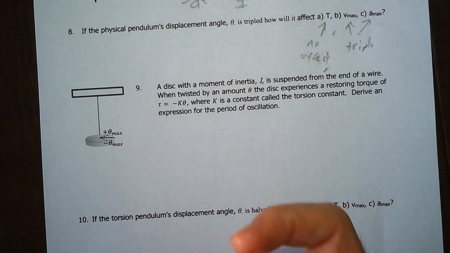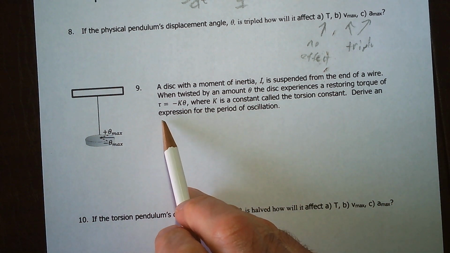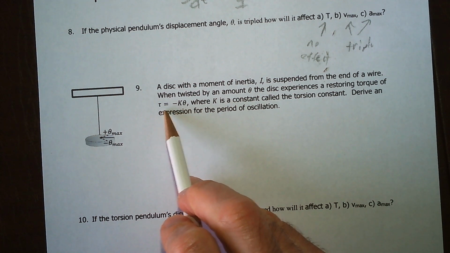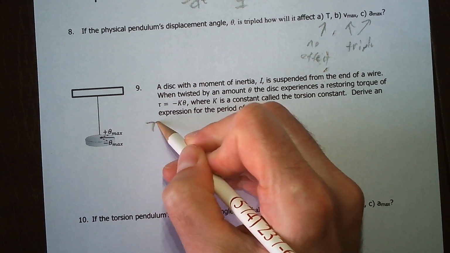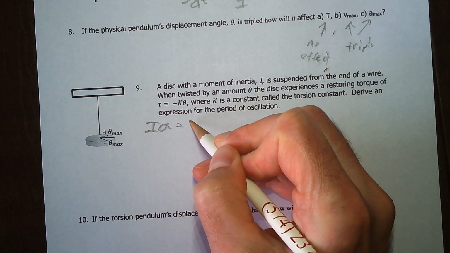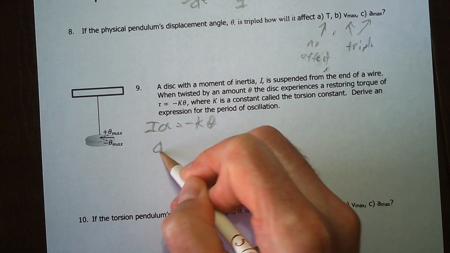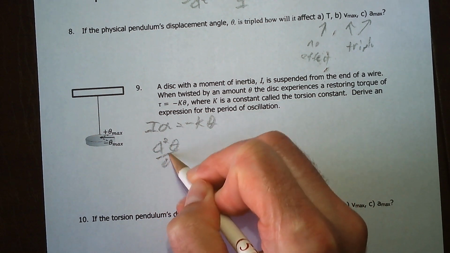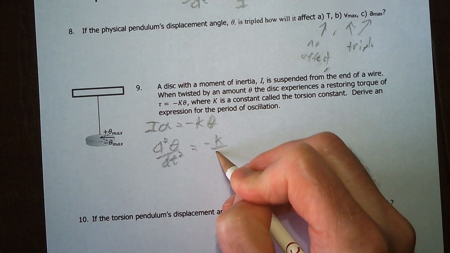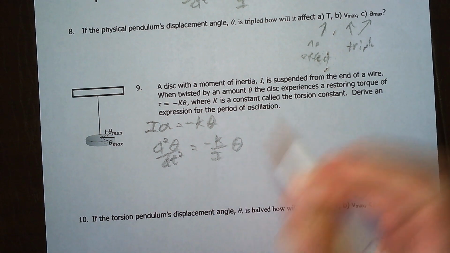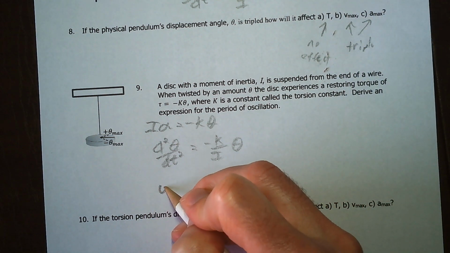All right, this last one, I guess there's 2 here. This is a torsion pendulum that twists back and forth like this, and it's telling us what the torque is. So I'm going to set that equal to I alpha. So I alpha equals negative k theta. That means d squared theta dt squared is equal to negative k over I theta. And again, I'm going to be plugging these 2 in. I'm going to go a little bit faster this time.